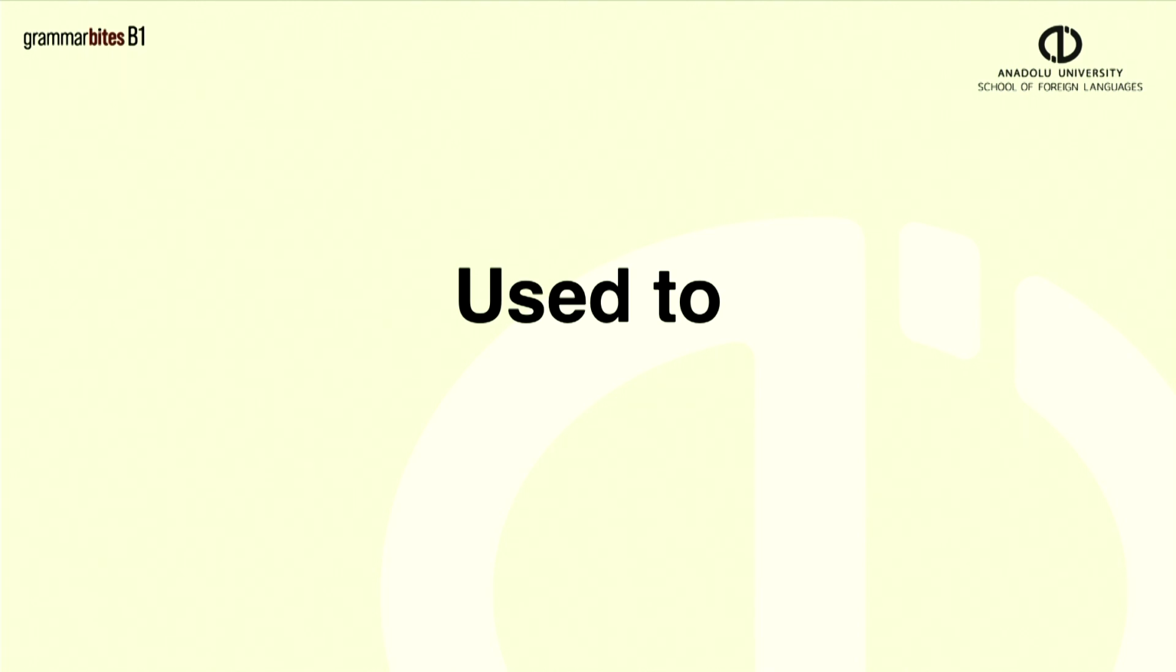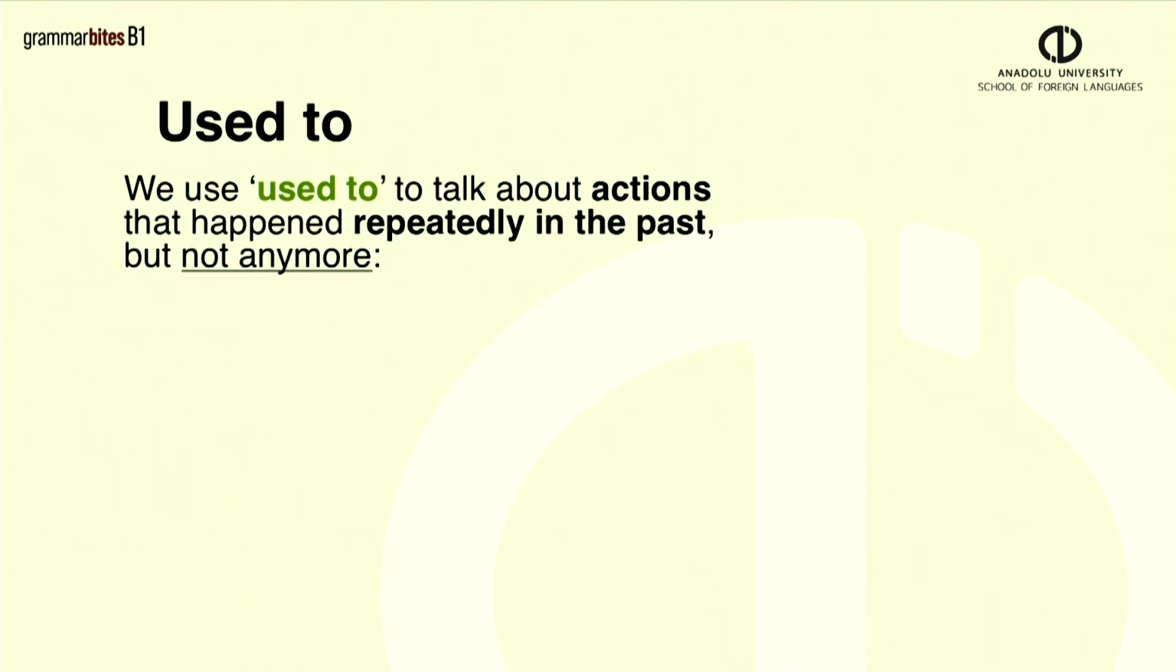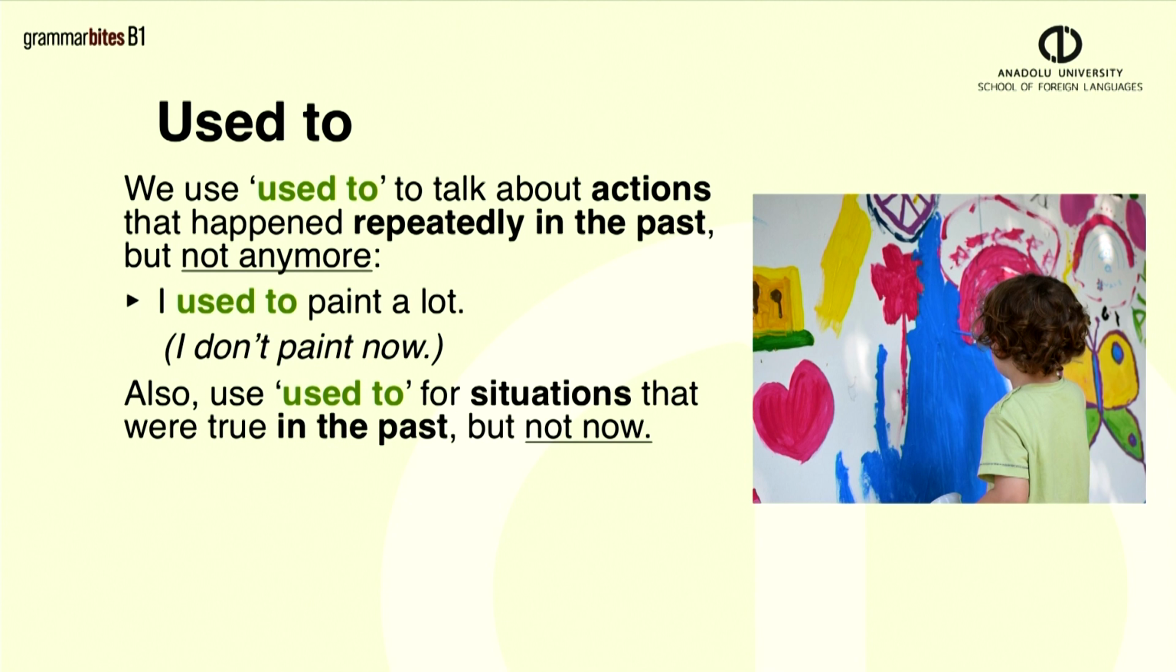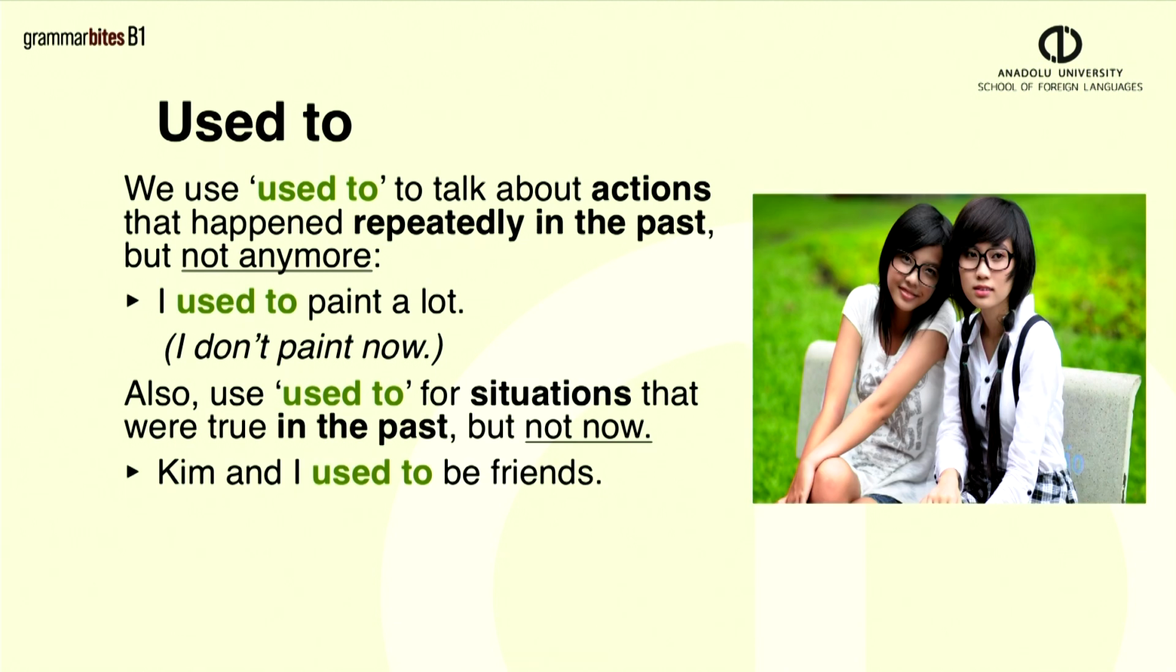Today we will learn about used to. We use used to talk about actions that happened repeatedly in the past, but not anymore. I used to paint a lot. That means I don't paint now. Also, we use used to for situations that were true in the past, but not now. Kim and I used to be friends. That means we are not friends anymore.